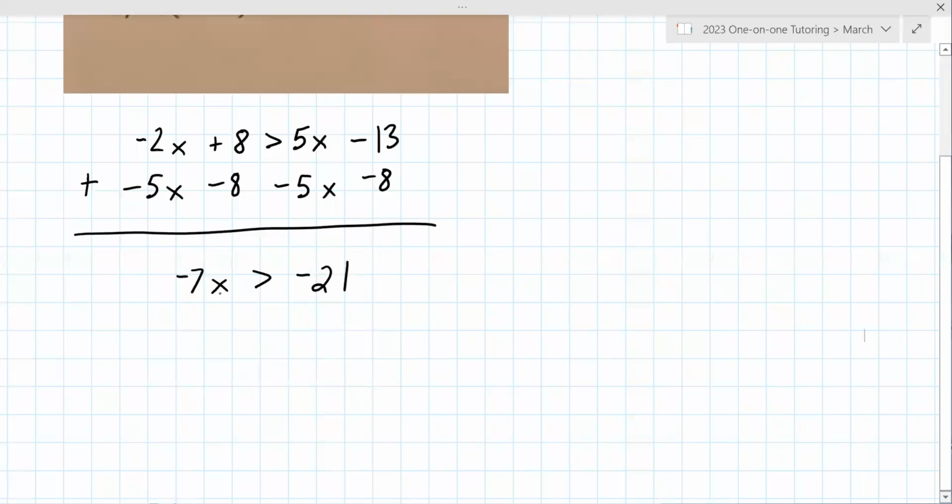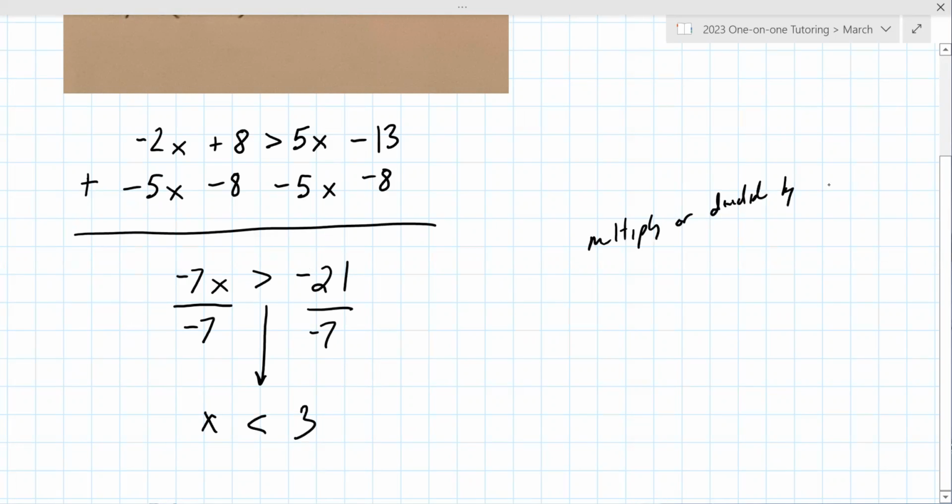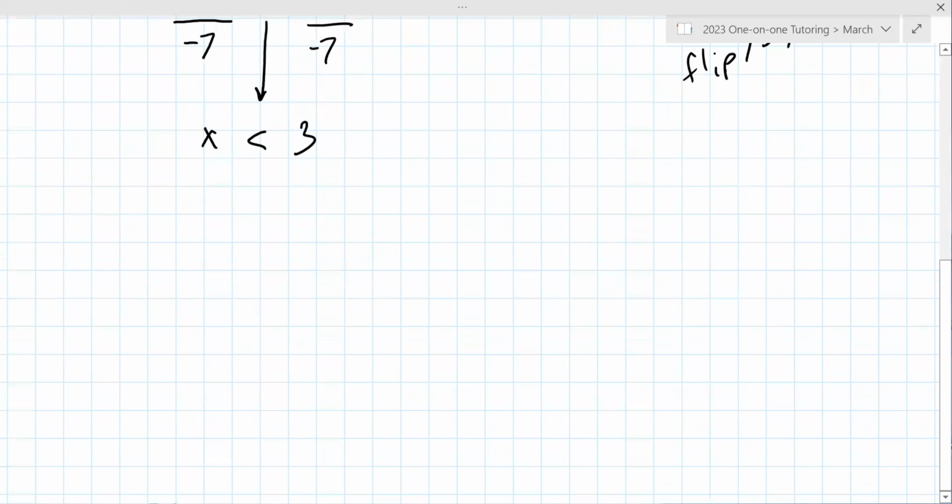Okay. Now you're going to divide both sides by -7 because there's a -7 in front of x. So whatever is in front of x, that's what you divide by. Well, you get x is bigger than 3. This is important though. Whenever you multiply or divide by a negative, you flip the sign. So x is smaller than 3. Flip, swap, whatever you want. x is less than 3. Okay, so I need to remember that.